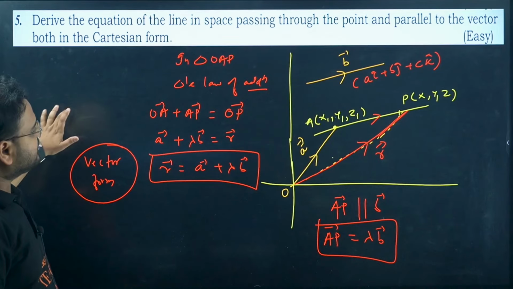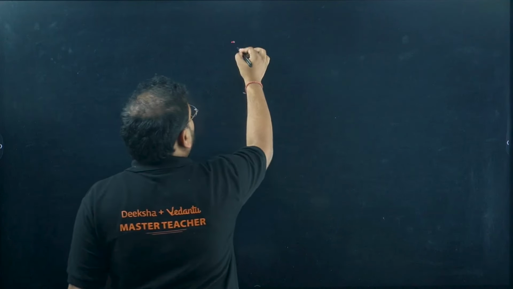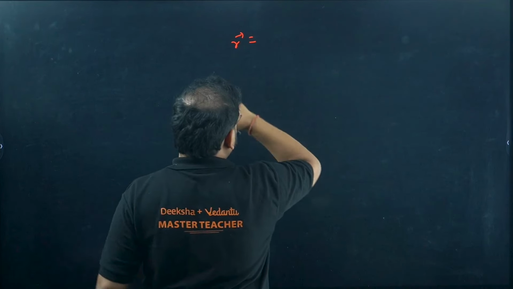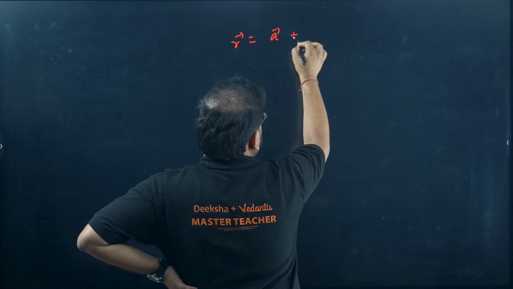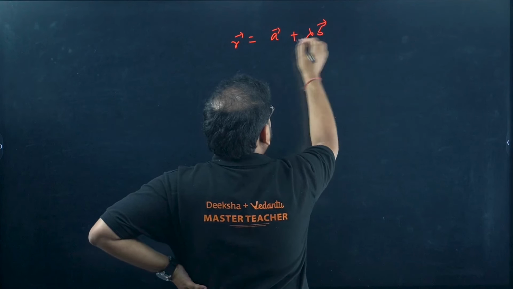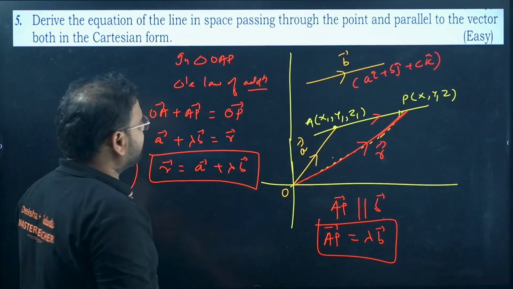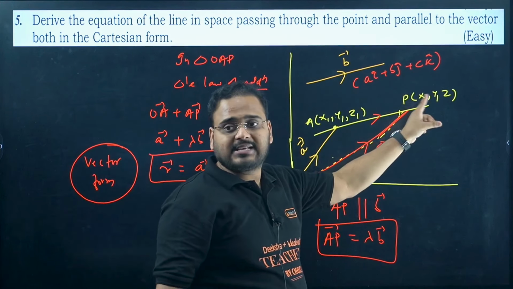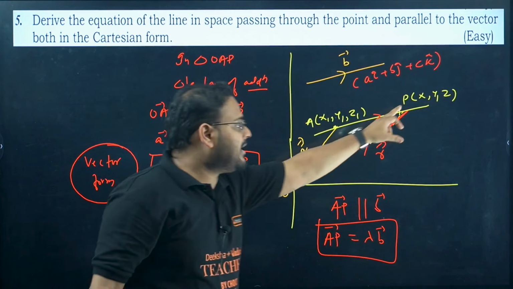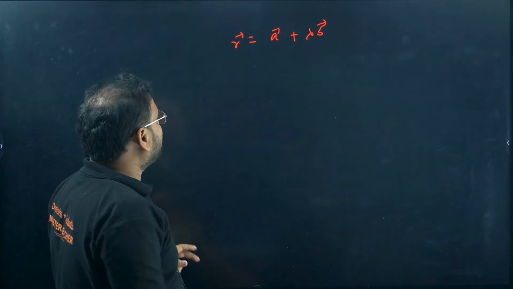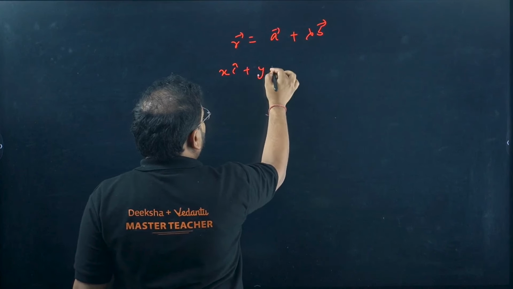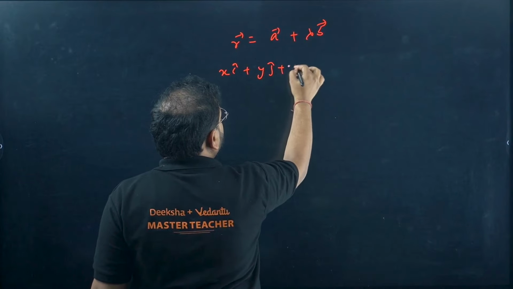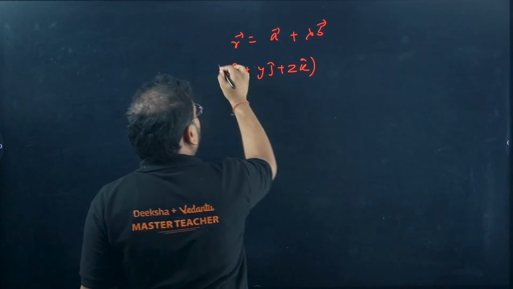What about Cartesian form, sir? Same thing. If you have R like this, R equals A plus lambda B. Can we write R in the Cartesian form? Yes, sir. We have the points x, y, z for the point P, so we can write the vector for that. We'll get R as xi cap, y j cap and z k cap. This is the vector R over here.